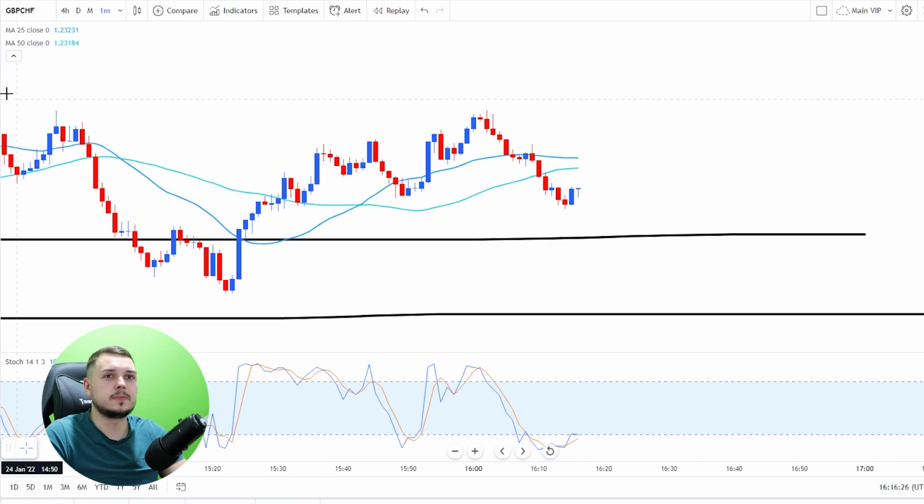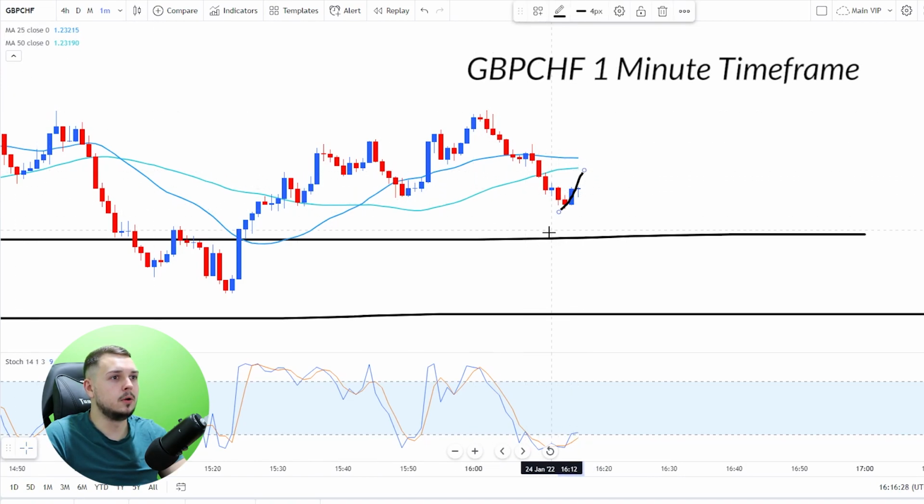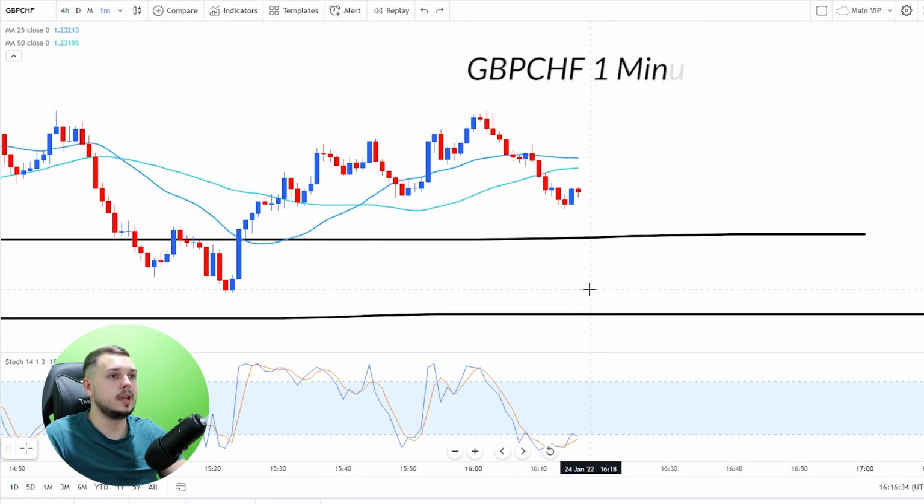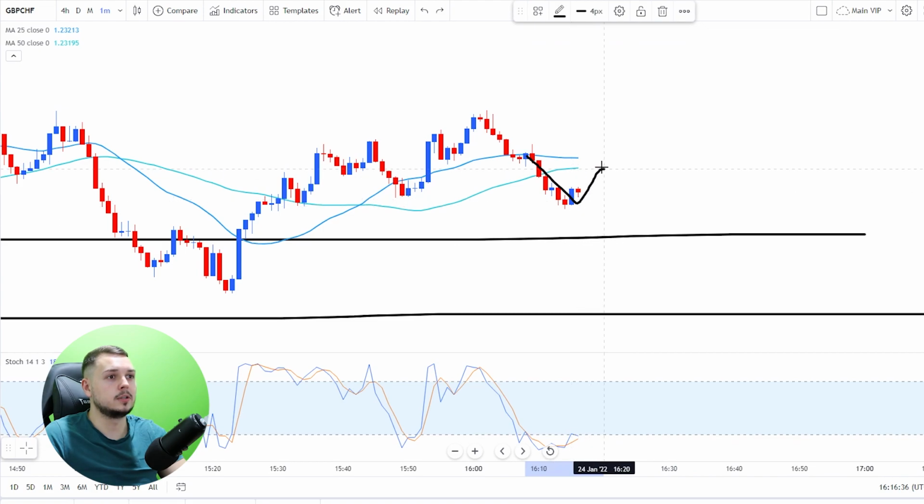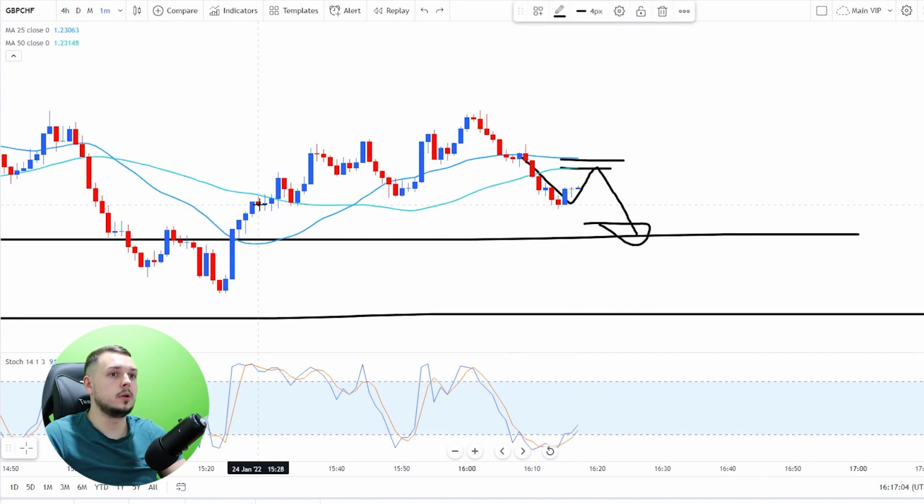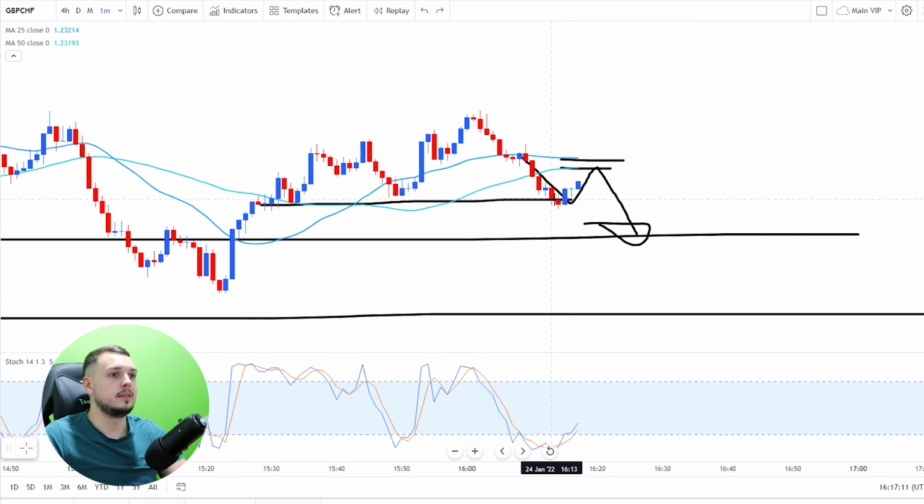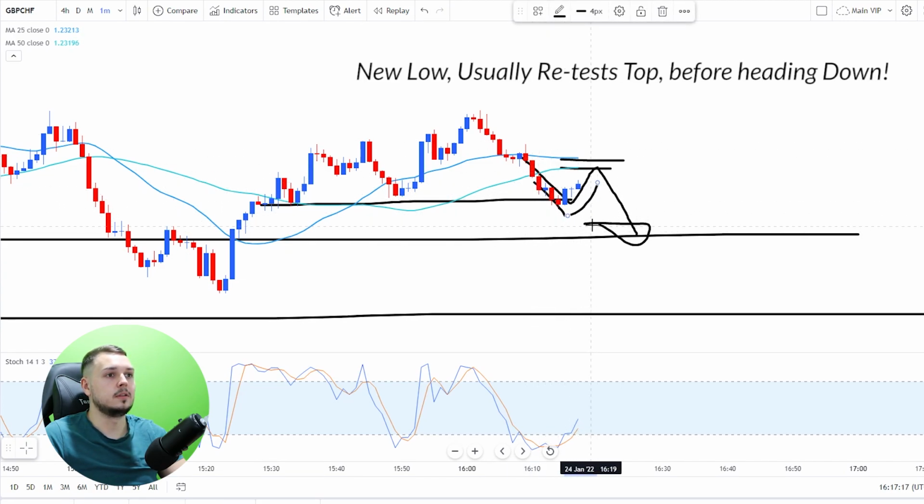So GBP Swiss franc currently pulling back a little bit on the 1 minute time frame. Very likely is going to find resistance on the 25 and 50 moving averages. So I expect push exhaustion towards this area zone before it continues to move down. I am pretty sure it will go down because this area zone, as you can see, previous area of support over here has now been broken. It's lower. After it becomes lower, it has an exhaustion and then it just drops back down.